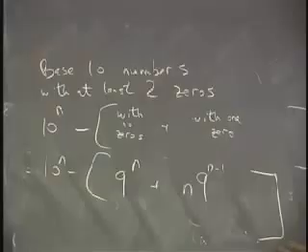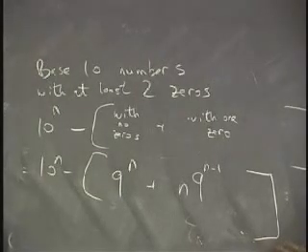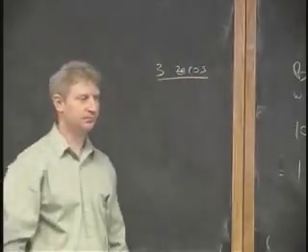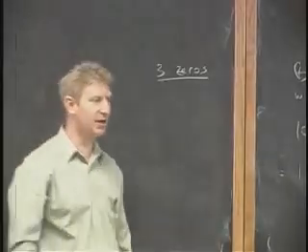10 to the n minus 9 to the n plus n to the 9 to the n minus... You can read it better than I can say it. Let me stop for a second. Same problem, but it's got to have at least 3 zeros in it. Okay? Everybody with me? Same idea.